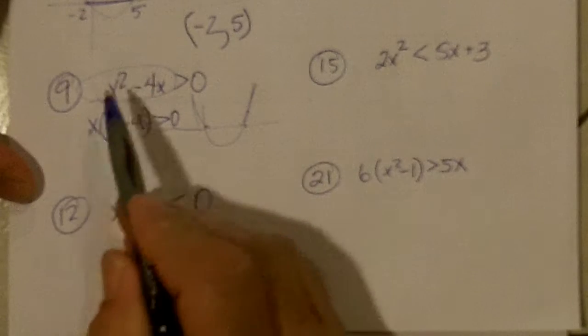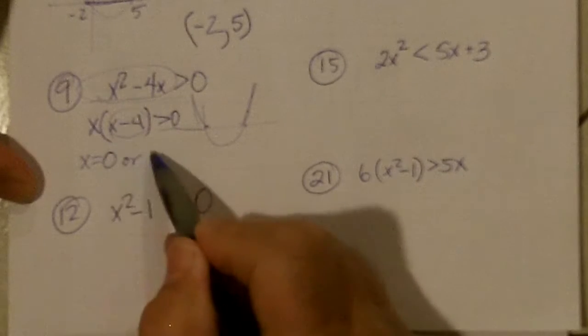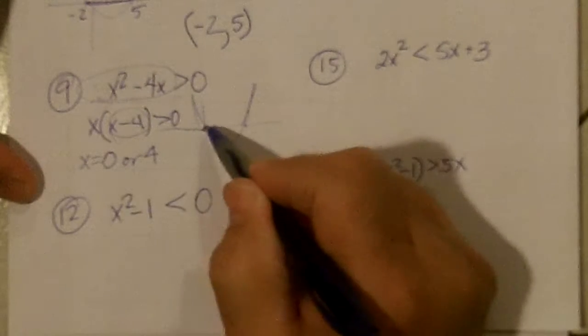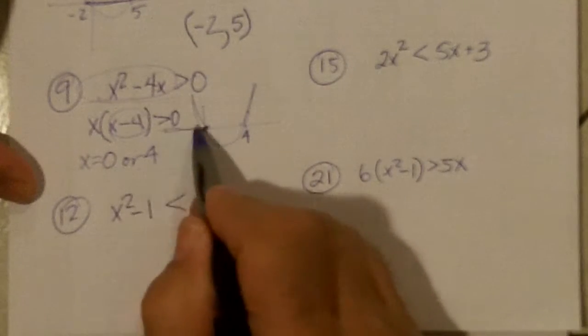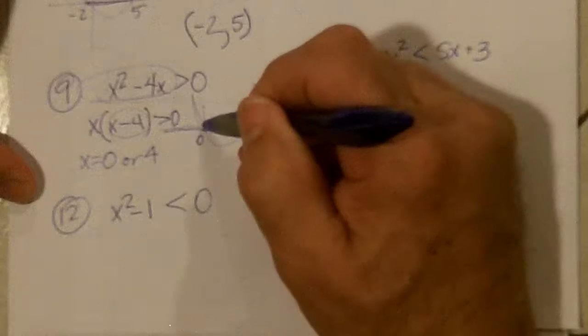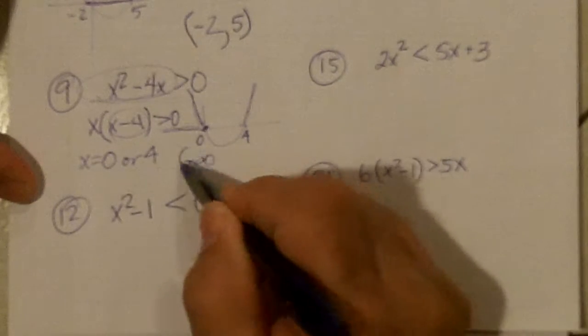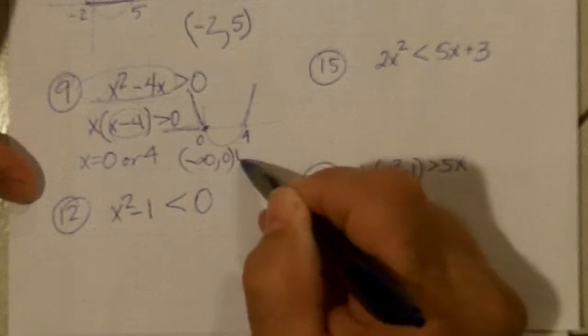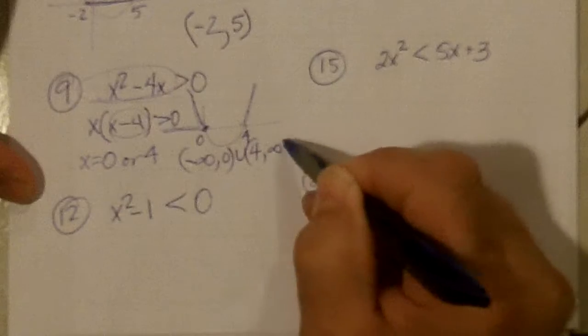And so x has to be either 0 or 4. So this must be the 0 and this is the 4. And I need to be below it for the parabola to be above 0. So I got from negative infinity to 0, union 4 to infinity.